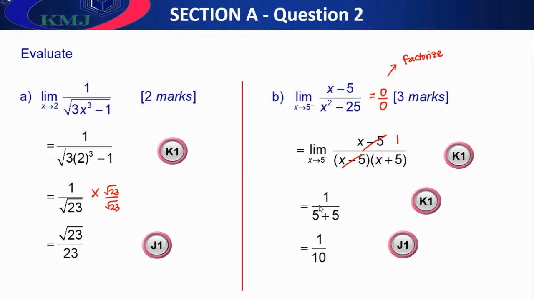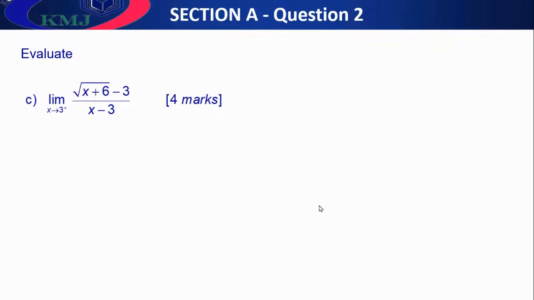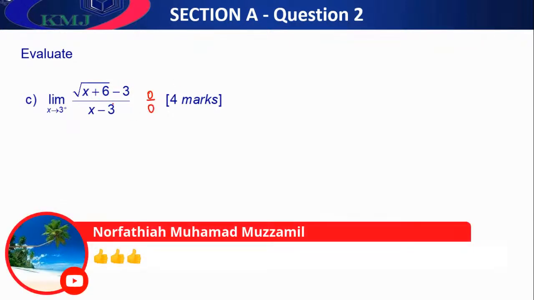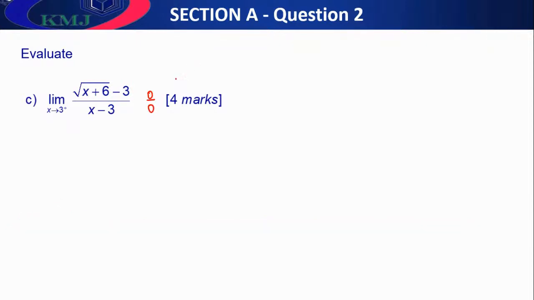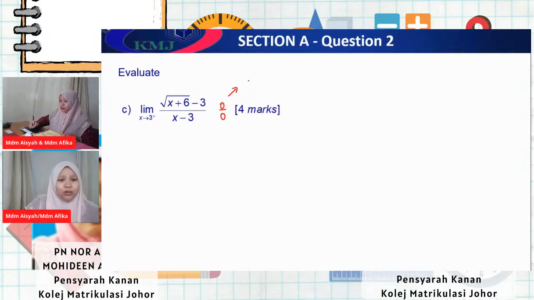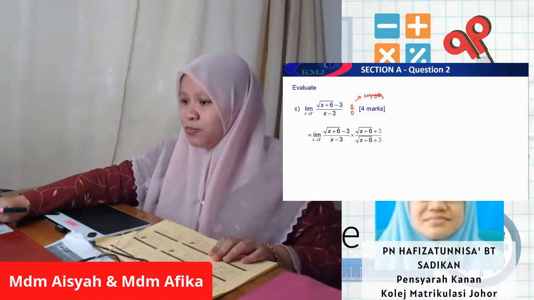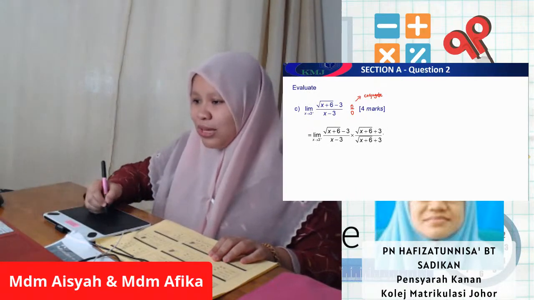So question number 2C, evaluate the limit of (square root of (x plus 6) minus 3) divided by (x minus 3) as x approaches 3 from the right. So substitute 3 into the function. So we get K0 over 0. Since this function is in the form of a surd, to find the value of the limit, we need to conjugate it. In this case, we need to conjugate. So first, multiply by the conjugate.